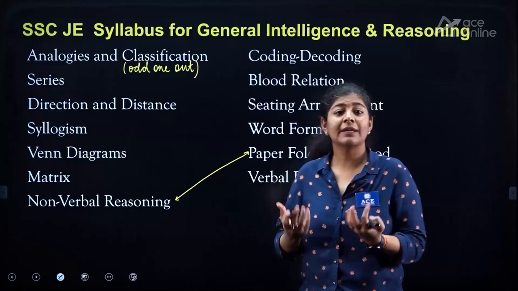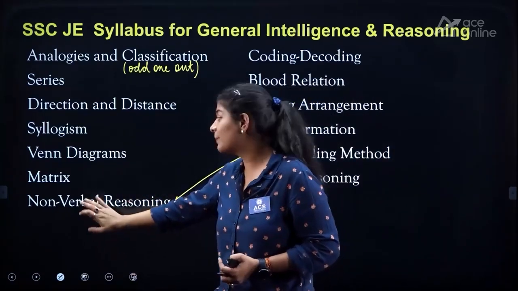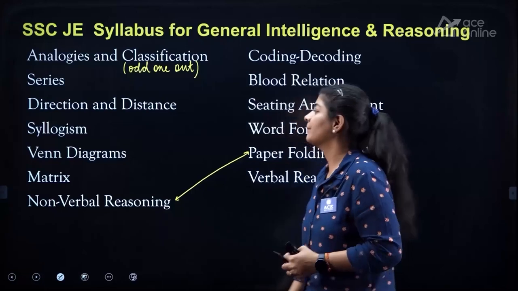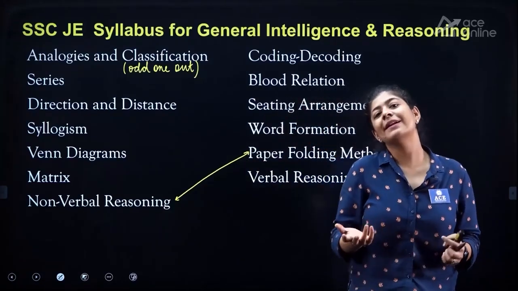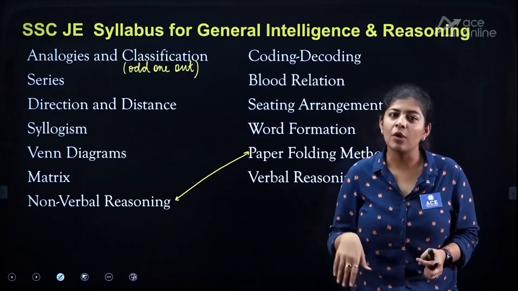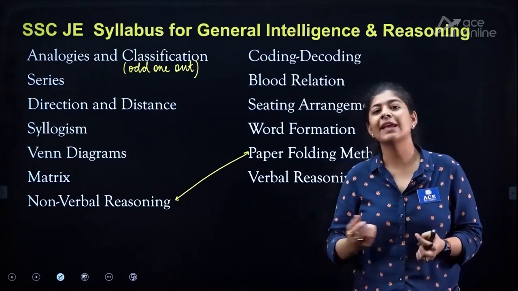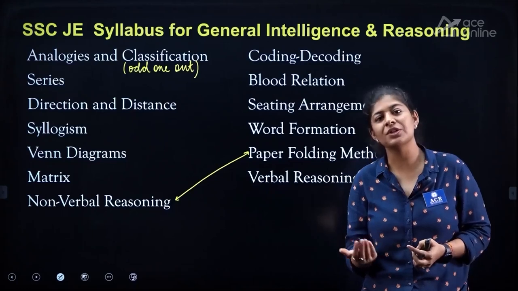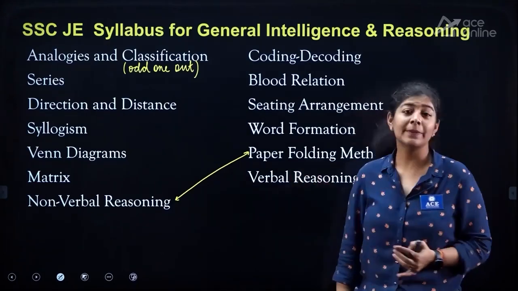There are a few categories of analogies, series, and classification also present in the non-verbal reasoning, right? The next one is matrix. As we all know, in the matrix we are having a few rows and columns, and what we need to do is identify a few words with the help of applying some operation on the rows and the columns, right? The next one is verbal reasoning.